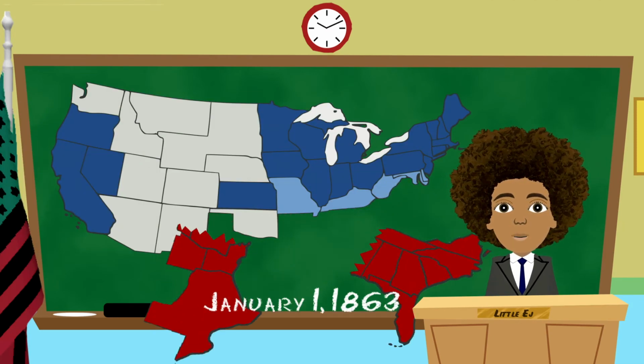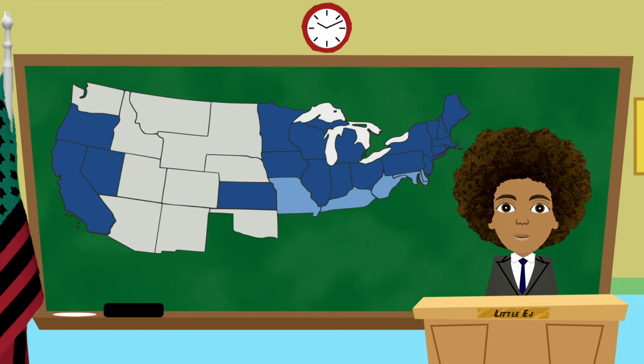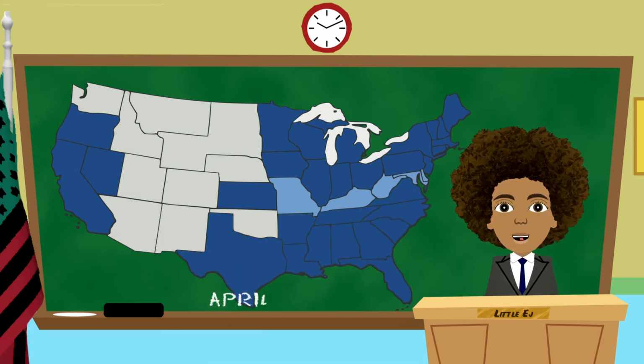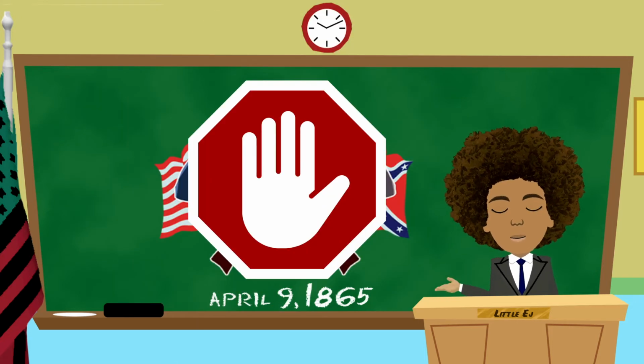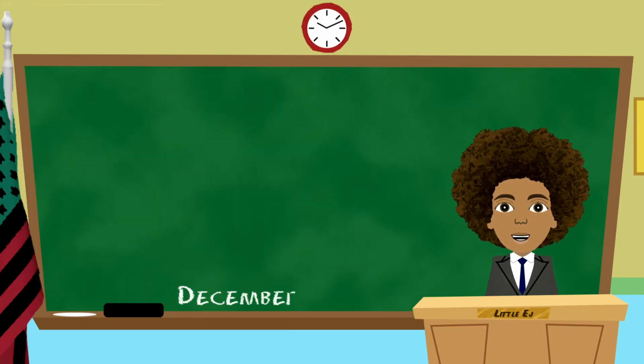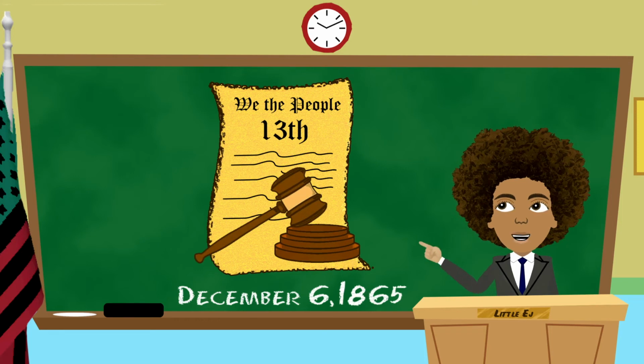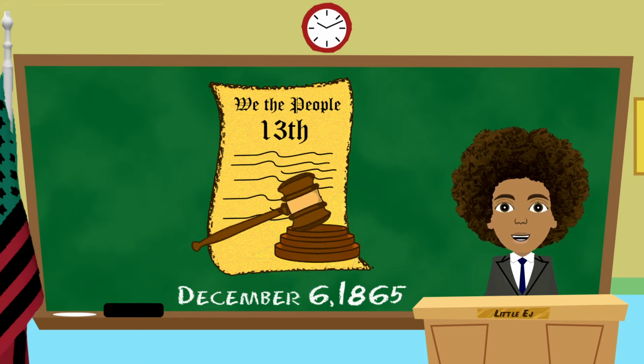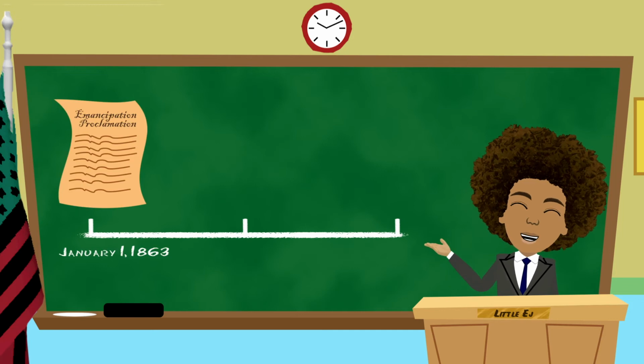This pretty much crippled the Confederacy and eventually led up to Robert E. Lee surrendering to the Union on April 9th, 1865, effectively bringing the war to an end. A few months later, on December 6, 1865, the 13th Amendment became ratified, and slavery was finally abolished. And that's pretty much the timeline.